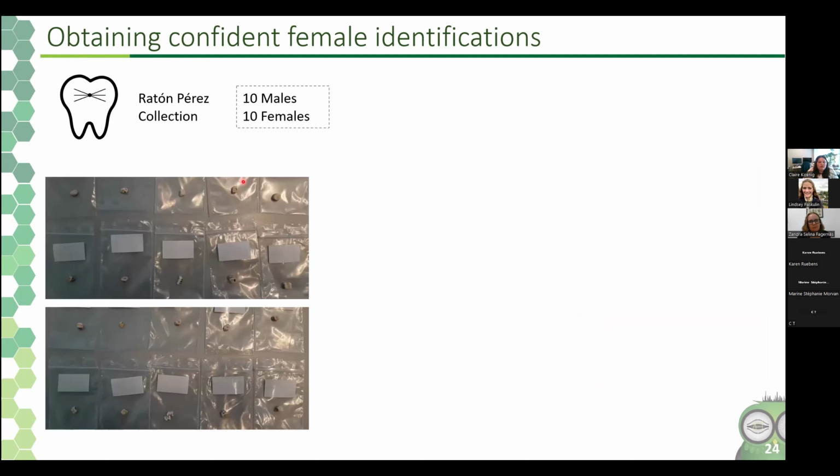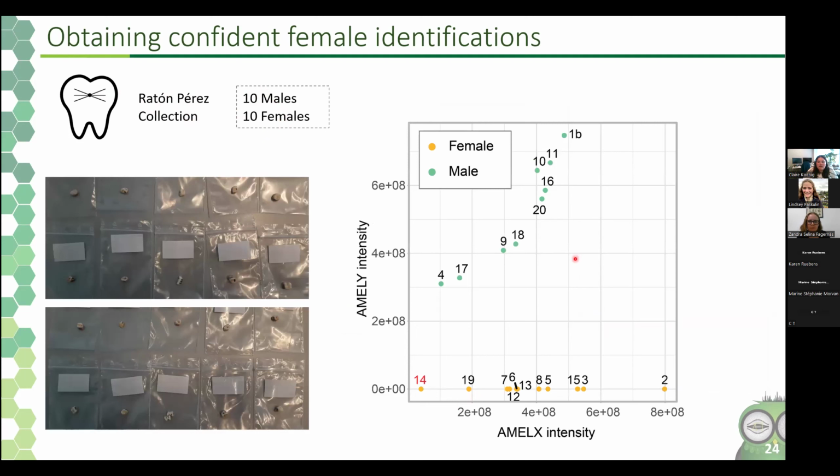So once we developed the model, we had to validate it. For that, we used samples from the Ratton-Perez collection. We had 10 males and 10 females that we sampled. They were analyzed through the whole pipeline. And the issue that we had is that we could identify 9 males and 11 females.